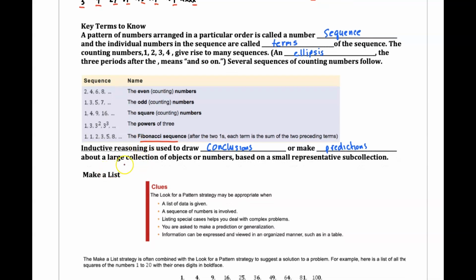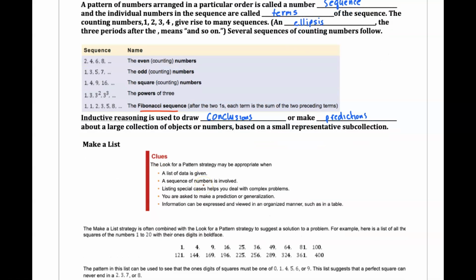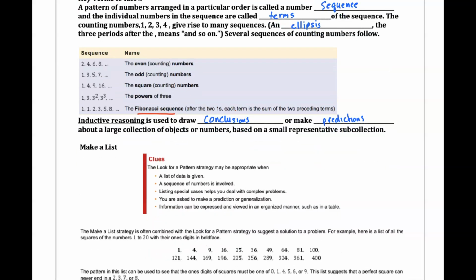And what we're looking at here is something called inductive reasoning. Whenever we're thinking mathematically in the sense of looking at patterns to draw conclusions and make predictions, we're using what's called inductive reasoning to solve a problem like that. Inductive reasoning is a way of thinking using patterns to make predictions. You would say I'm using inductive reasoning.